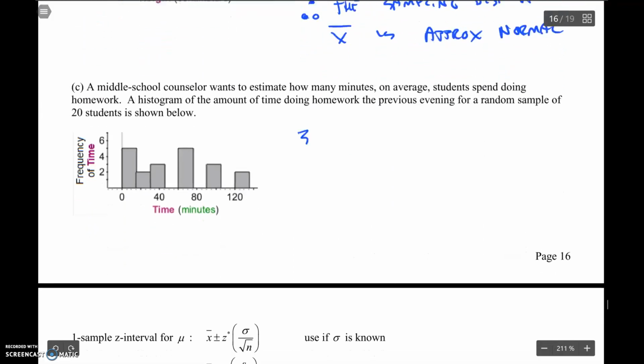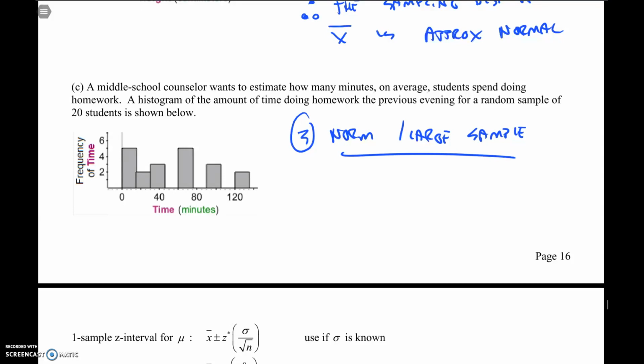Third example, normal, large sample. Middle school counselor wants to see how much time kids are spending on average on homework. Histogram of the amount of time spent on the previous evening for a random sample of 20 kids. So n equals 20 is less than 30. Okay, so we're not large. So let's take a look at the data set.